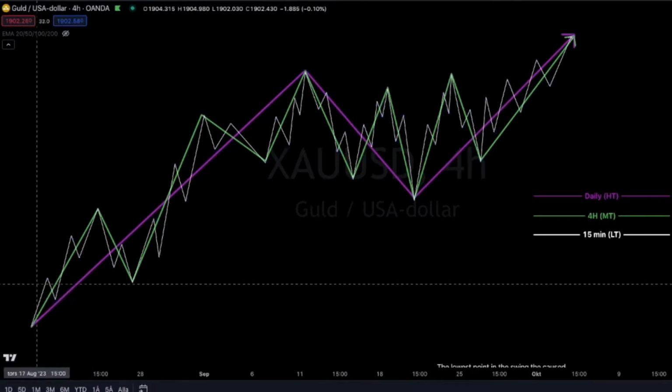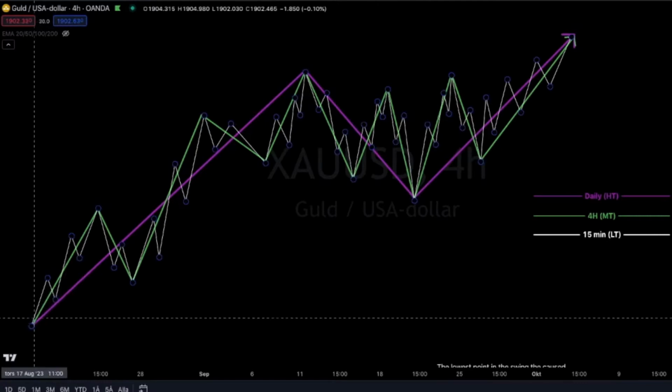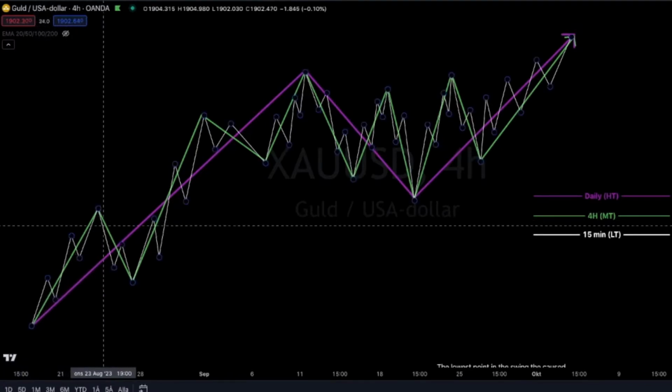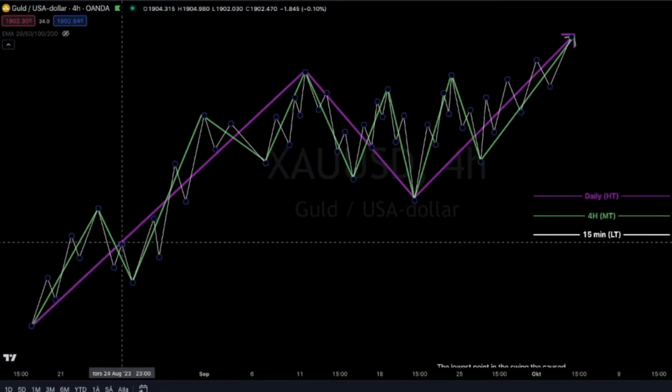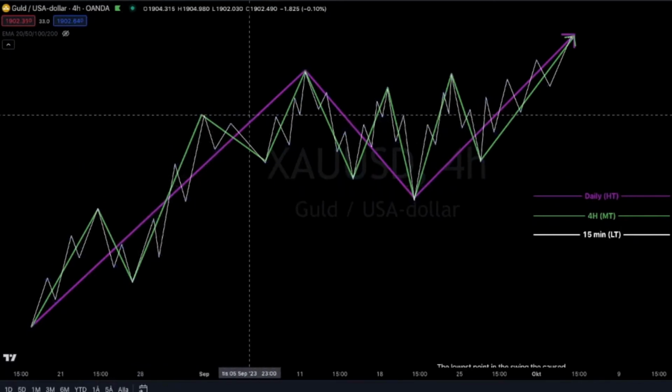So inside the 4-hourly time frame, if we zoom in further, this is what you see. Higher high, higher low, higher high. Internal structure, change of character, market breaks down. Again, change of character to the other side. Market pushes up again. And this is the internal structure.